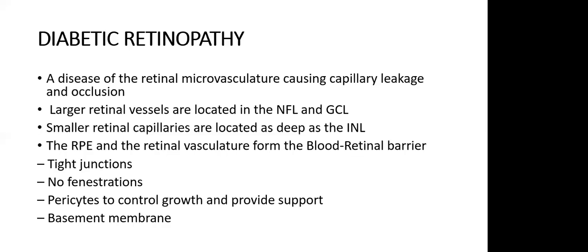All right, so the retina, as I said, has its own vessels. It has arteries, arterioles, capillaries, venules, and veins. The larger vessels are located in the nerve fiber layer, as well as in the ganglion cell layer. And then the smaller vessels, those are the capillaries. They are located much deeper, closer to the RPE, the retinal pigment epithelial layer.